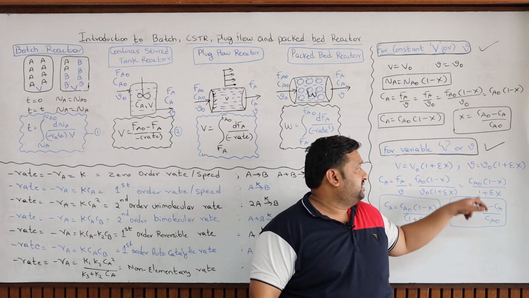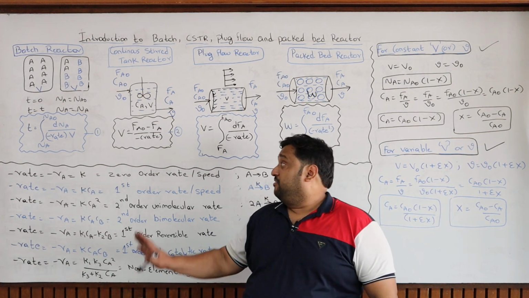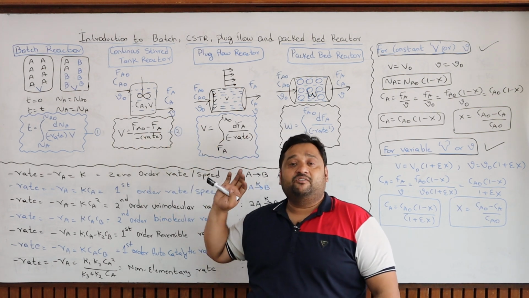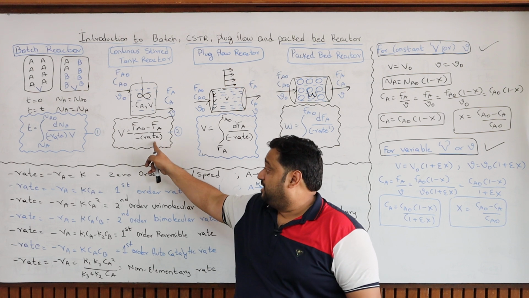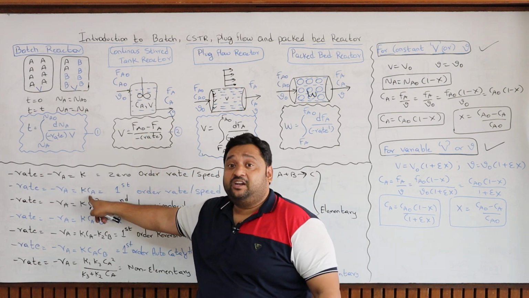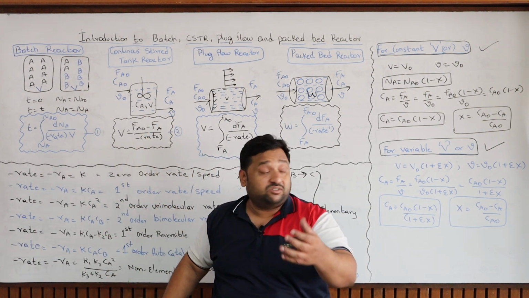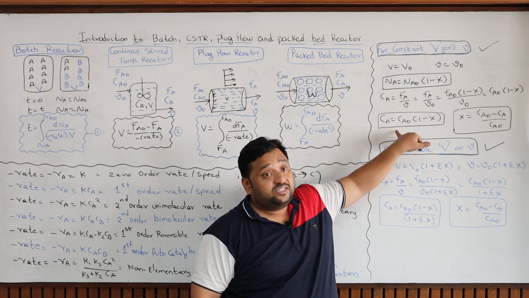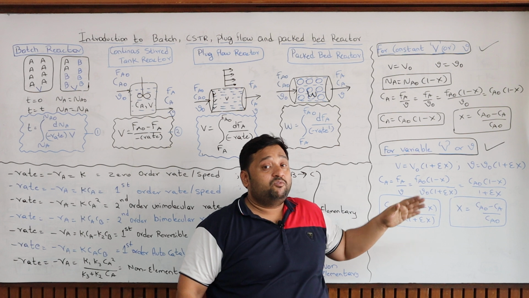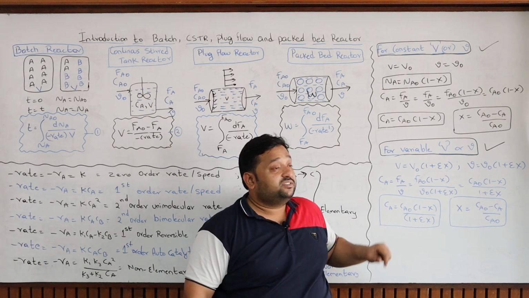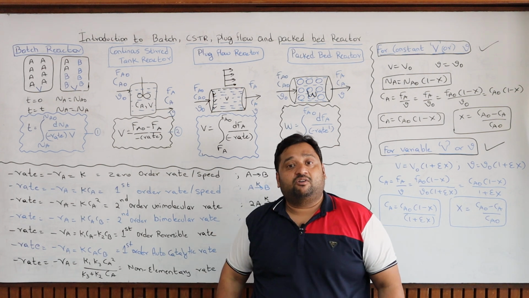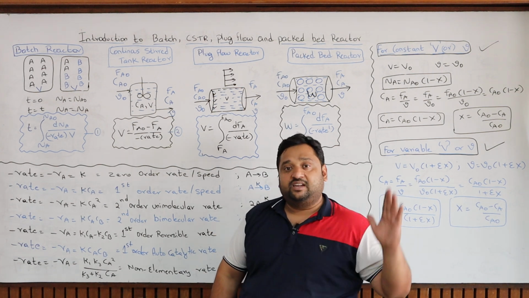The conversion is the same everywhere, because finally you have to design the reactors. To design the reactor, you should know the rate. Inside the rate you have the concentration, so what is the concentration? If it is a constant volume, this is the concentration. If it is a variable volume or volumetric flow rate, this is the concentration. Once you substitute everything, you integrate it and design the reactor.